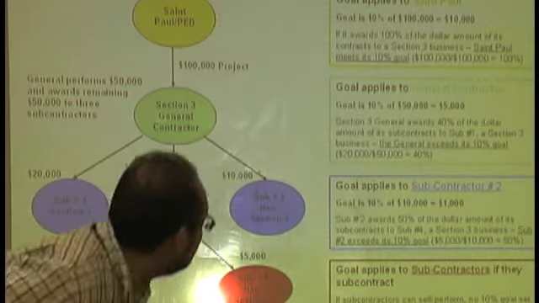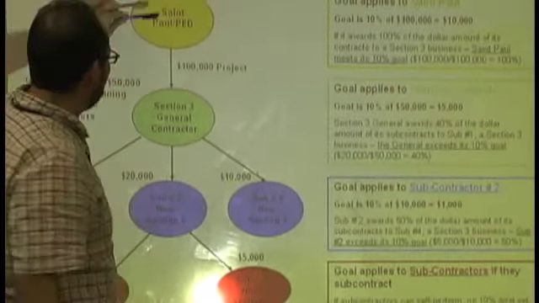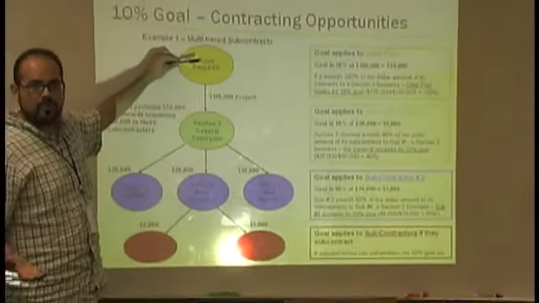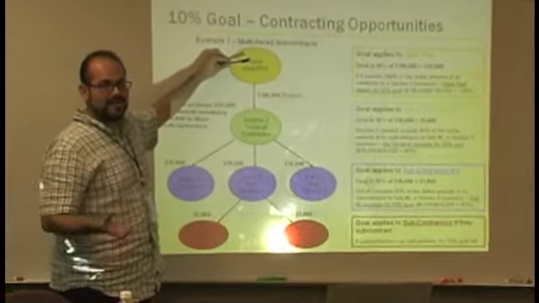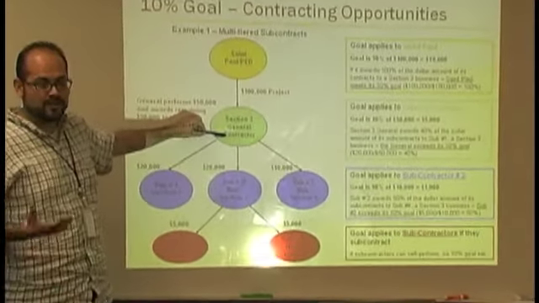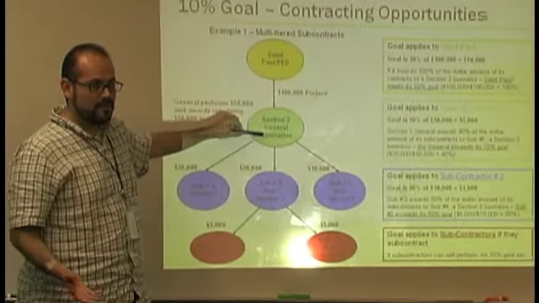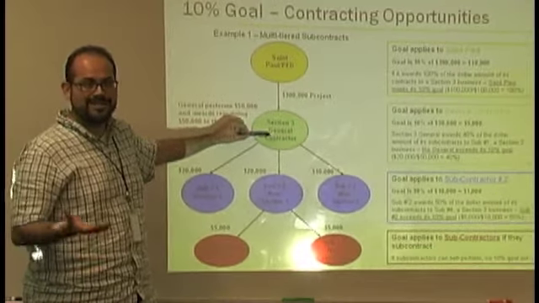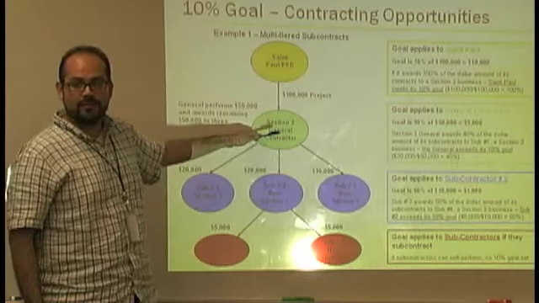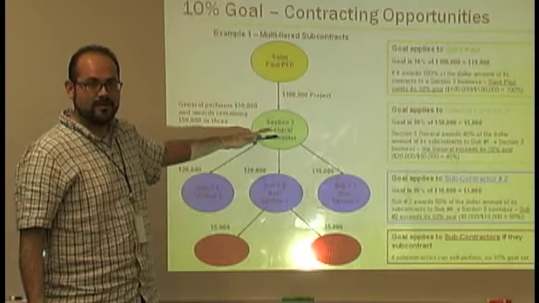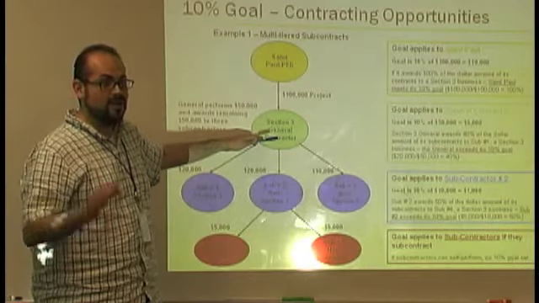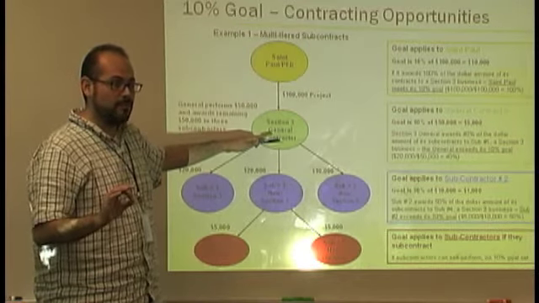The 10% goal applies up here to the city of St. Paul. Because we're awarding contracts, we have to hit that 10% number. So here, if we can award to a Section 3 business, that helps us a lot, because instead of meeting 10%, we award the entire thing to a Section 3 business. Okay? So right away, that's a huge benefit. It does not end there.